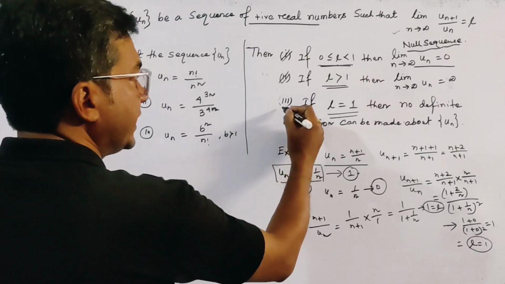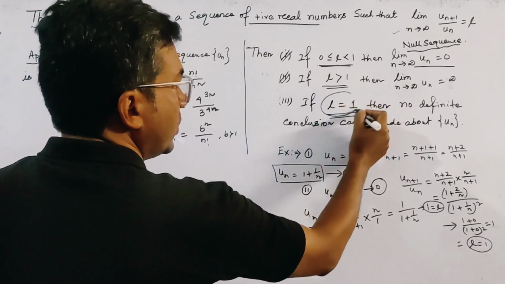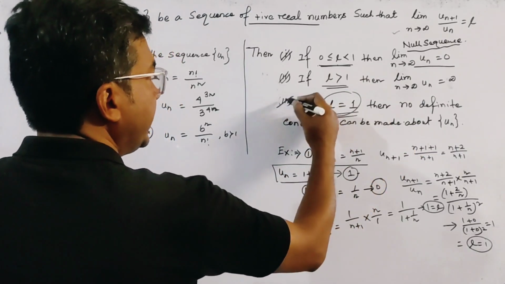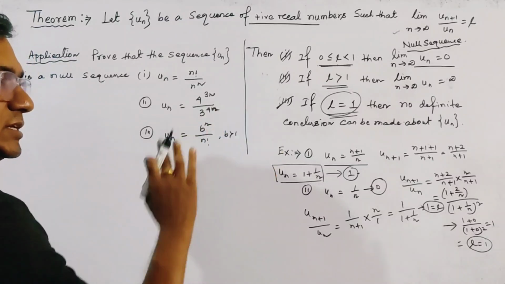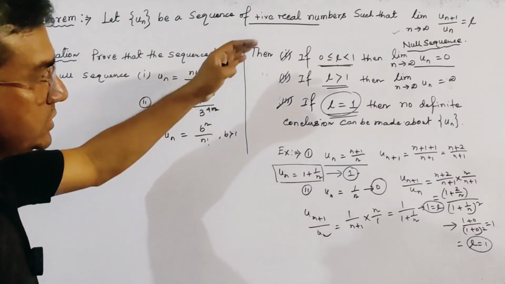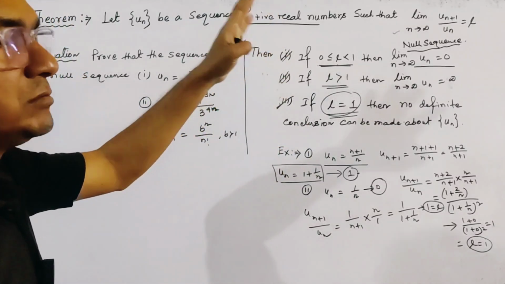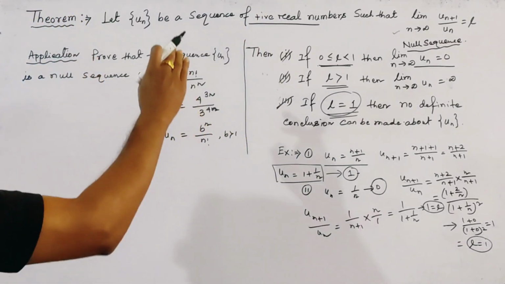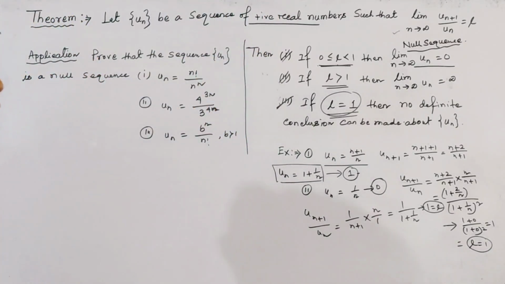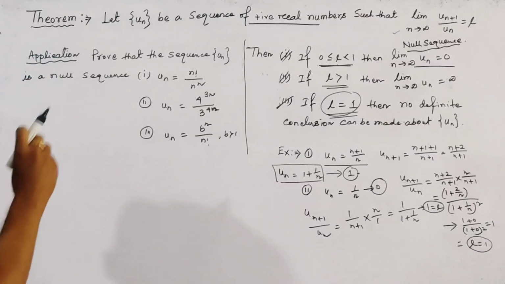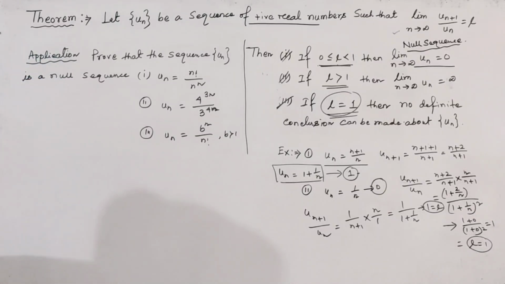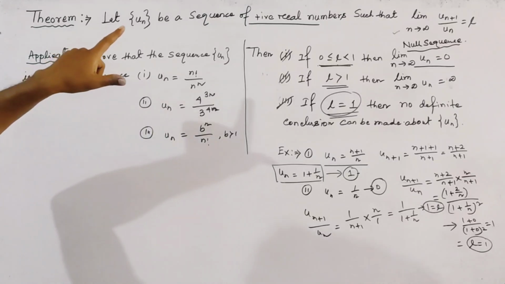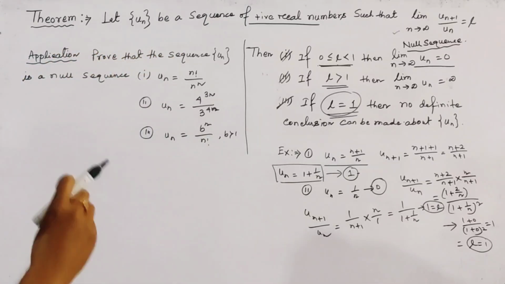So we say that if L equals 1, then we cannot make any definite decision. Okay, so these are the three cases of the value of L. Now using this theorem, we get an important application. This application is taken from an exercise of your textbook.